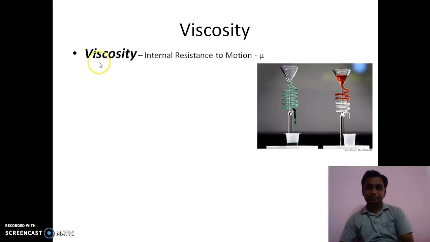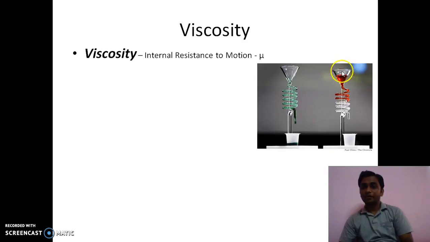Then we'll consider one example through which the viscosity behavior can be understood. Let us consider two systems of the same size and the same shape, funnel shaped systems with spiral bodies. In these two systems, at the same instant, two different fluids are poured. Fluid A is poured in this one and fluid B in this second one. At the same instant, fluid A passes through the system very easily, very smoothly, and gets collected in the container.